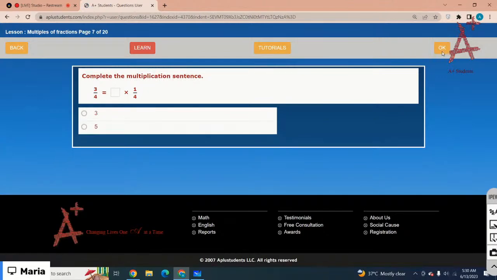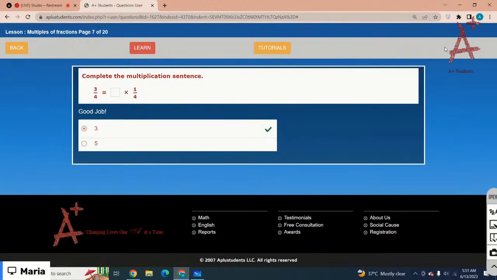Okay, 3 over 4 equals the missing number times 1 over 4. So which number is missing? Which is the correct option? Yes, very good. The missing number is 3. It would be 3 times 1 over 4 equals 3 over 4.